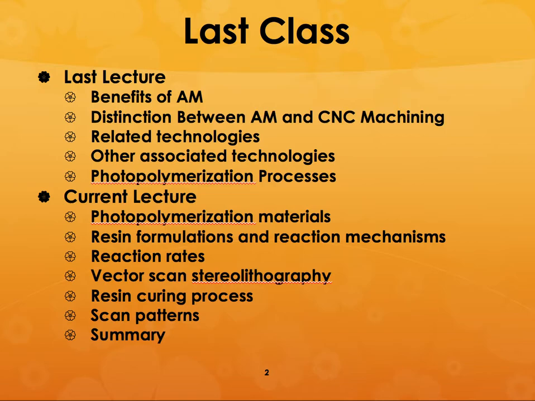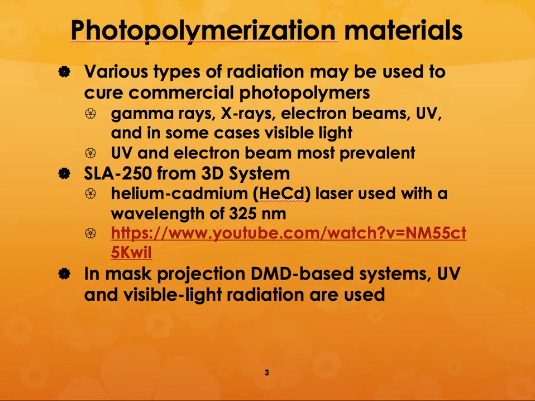And we will also talk a little bit about extrusion-based processes, mainly for special type of materials such as ceramics. So, what kind of photopolymerization materials can we do? Mainly, they have to be polymers that can be cured by gamma rays, X-rays, electron beams, UV, and in some cases visible light.